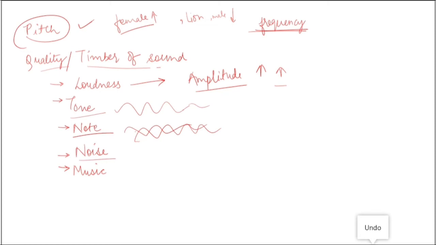Then there is noise. Noise is the sound that is very unpleasant to our ears. For example, the noise produced by the vehicles, right? The honking. And then there is music. Music is something that is pleasant to our ears. For example, the sound coming from a guitar or a violin is very soothing or pleasing to our ears. So that is music.